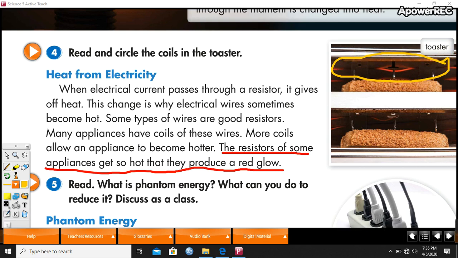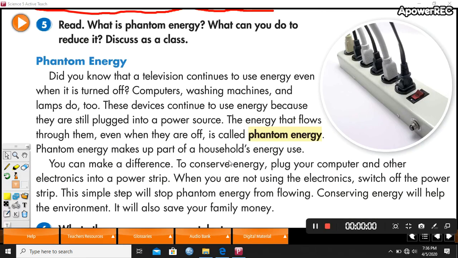Okay. Now we continue to activity 5. Read what is phantom energy and what can you do to reduce it. What is phantom energy and what can you do to reduce it? Before we answer this activity, read the text first.